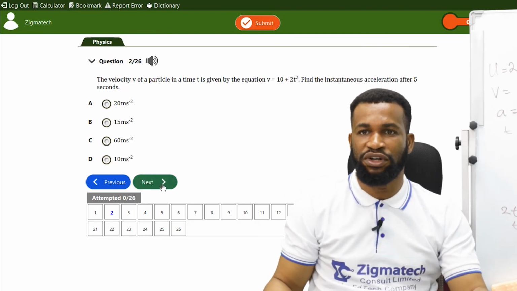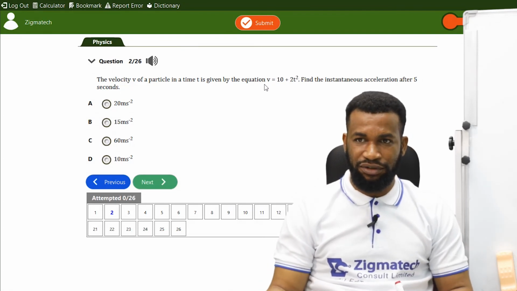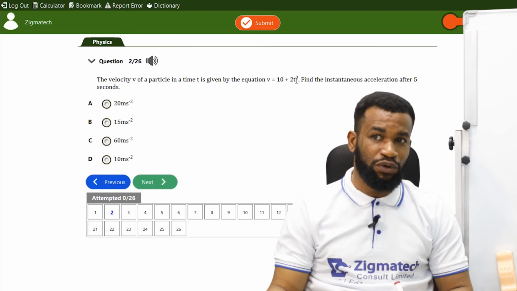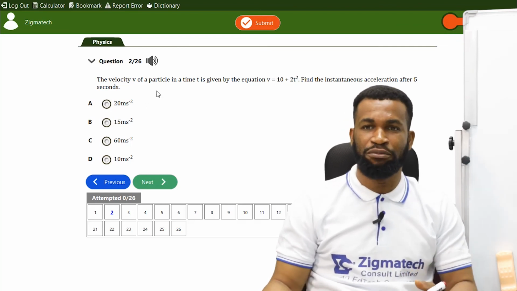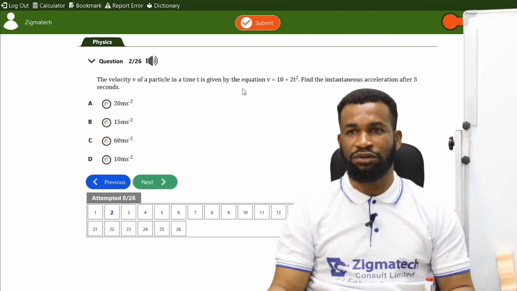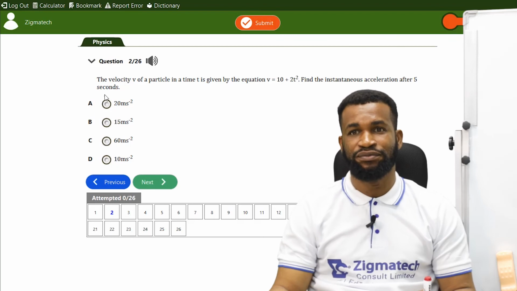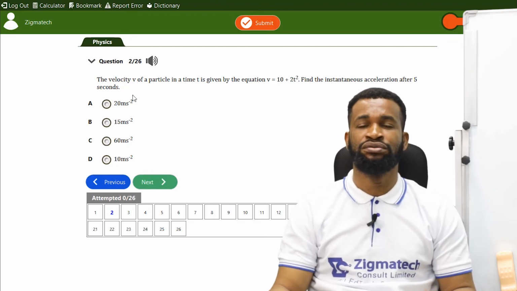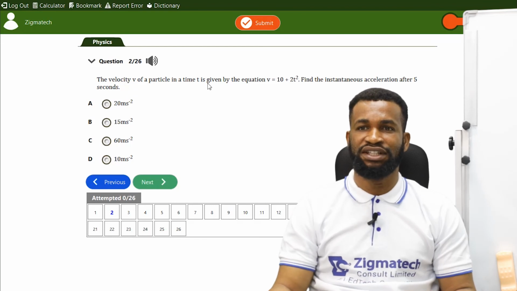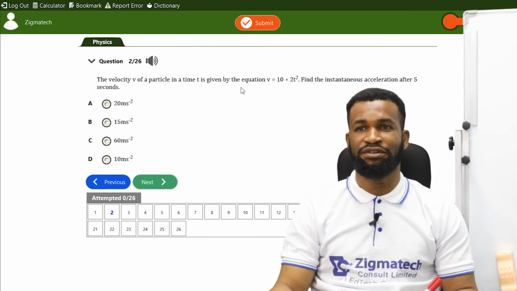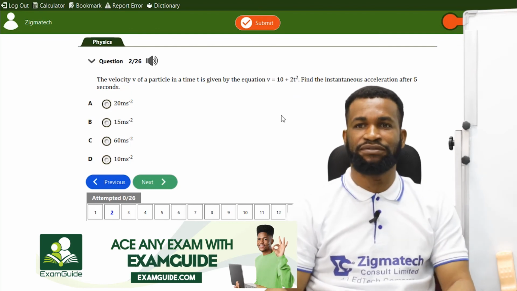Let's look for more questions. Okay, let's look at this number 2 question. Whenever you see a quadratic equation in linear motion, you know that that is actually a differentiation, and that is about a non-uniform motion. Now, he said that the velocity v of a particle at a time t is given by this equation. He said find the instantaneous acceleration after 5 seconds.